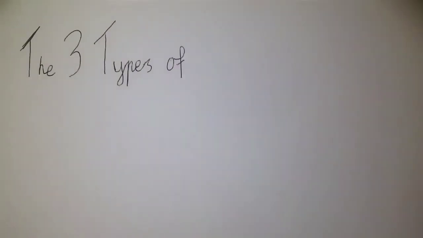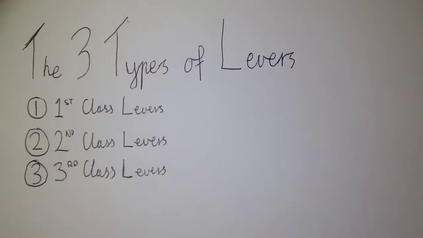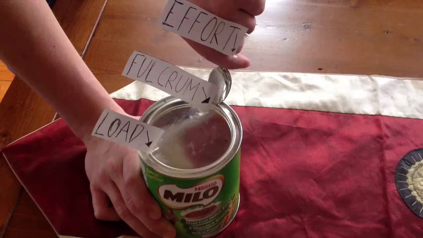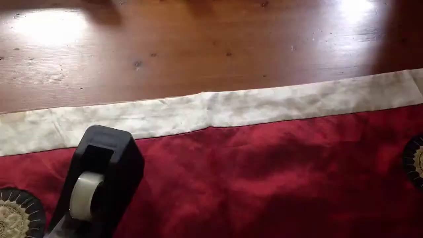There are three main types of levers. They are first class levers, second class levers, and third class levers. Drawing examples are boring, so let's go find some. Me opening the Milo tin is a form of a first class lever. Why? Because the order is effort, fulcrum, load, EFL for short. This is called a force multiplier.